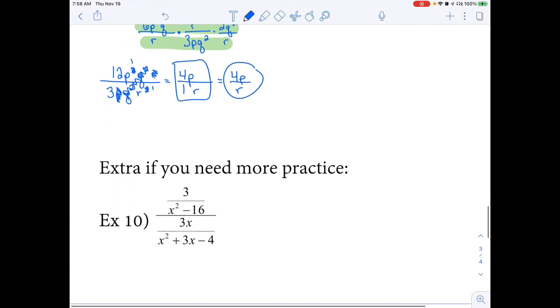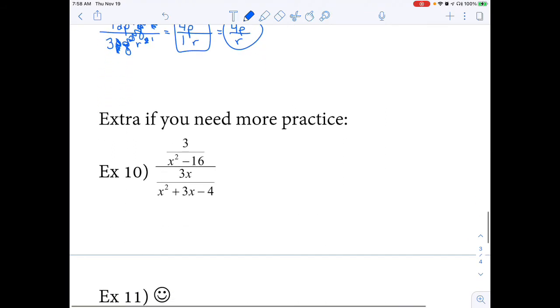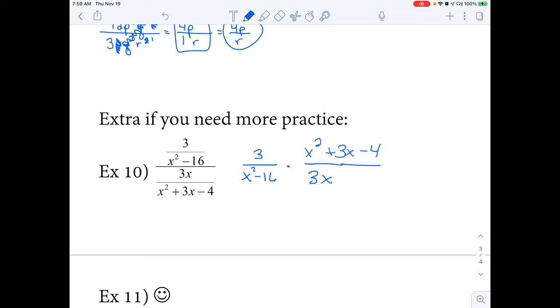There are extras if you need more practice. I will just start 10. And then if any of you feel like you need more practice, which there's a good chance a lot of you are going to need, I would do this problem. See how you do. Check it out with Photomath. You're going to need to factor that, and you're going to need to factor that.